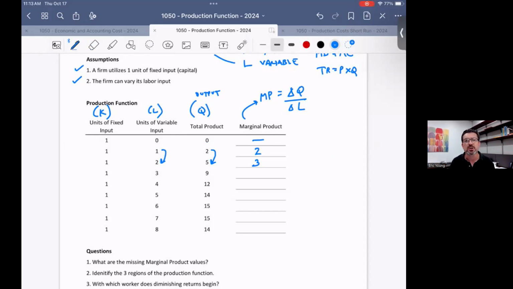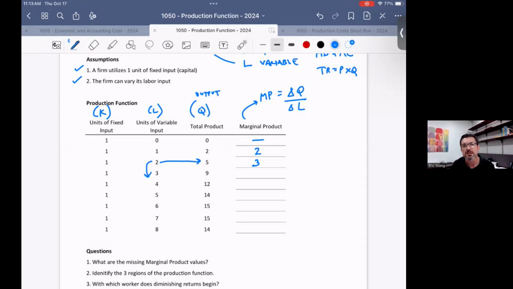Whenever you're doing marginals, you're basically subtracting because marginal means change. So you're taking the new value, subtracting the old value, and that's the change in quantity or the change in labor. You then divide those two, and there you go. Let's do one more real quick together, and then we'll just fill the rest in. We want to add a third worker. So we currently have 2 workers making 5 pizzas. Now we want to add a third worker.